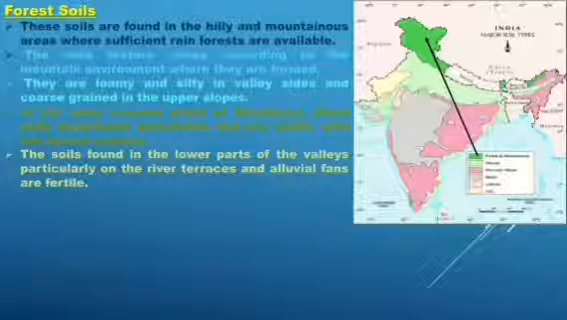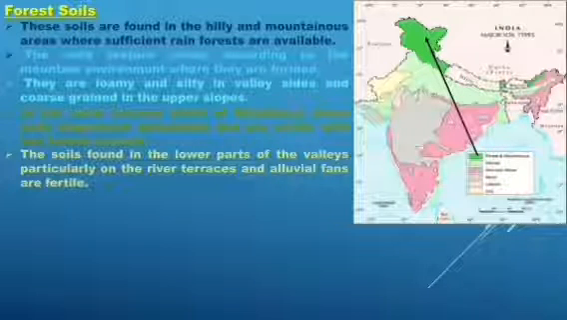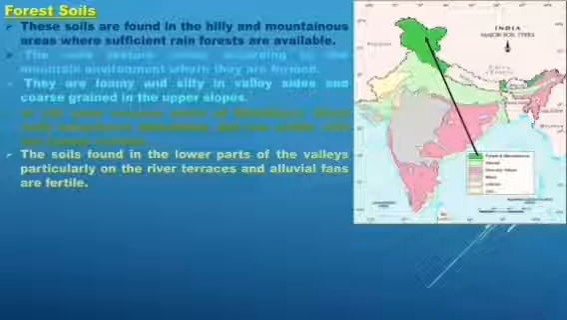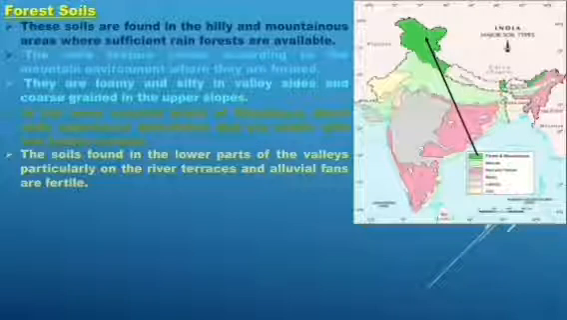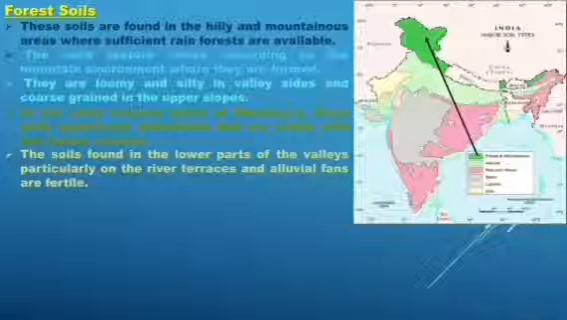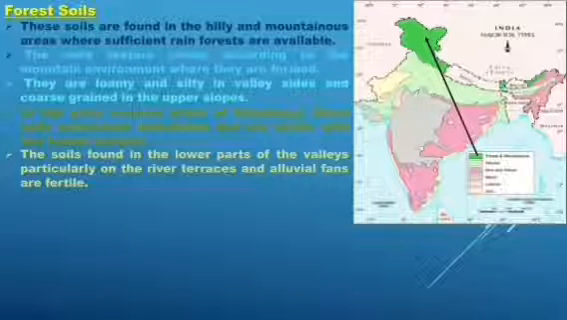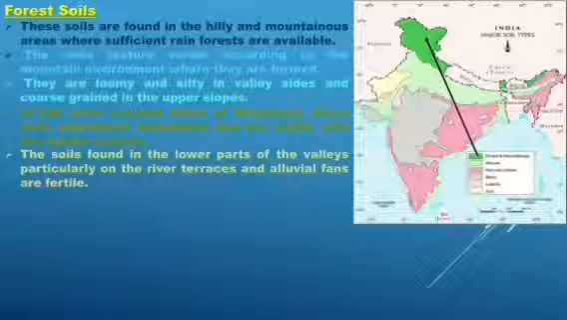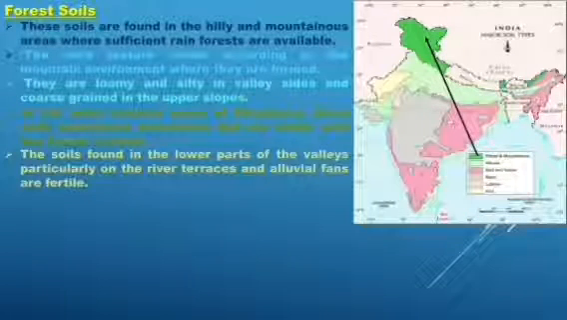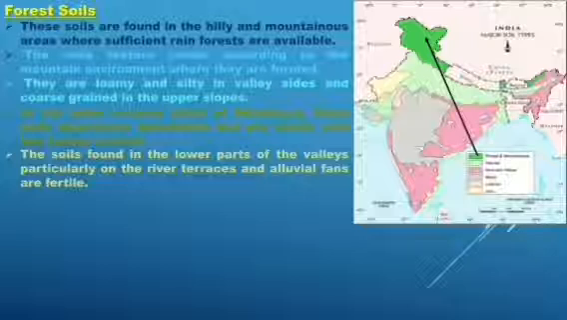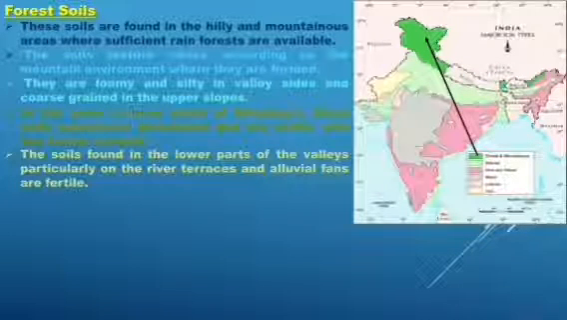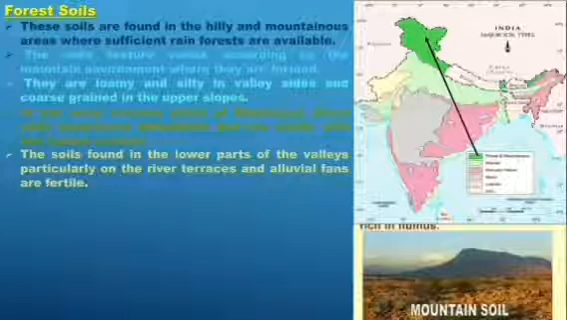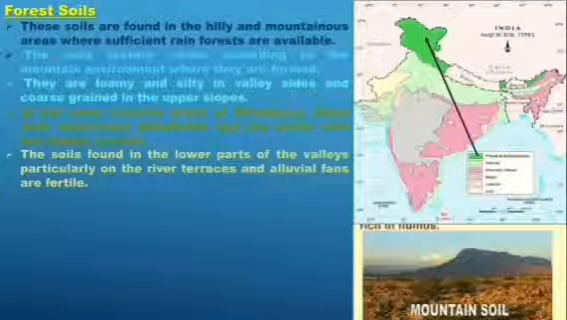Alluvial fan means when these small particles of rocks are deposited on the downside of a mountain. These deposits are known as alluvial fans or alluvial deposits, which are also fertile. This was about the mountain soils or forest soils.